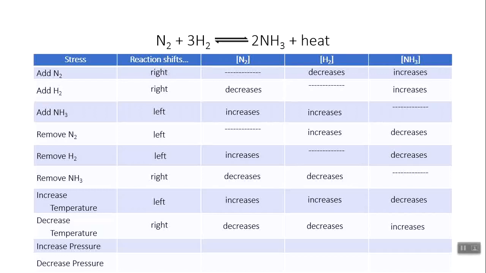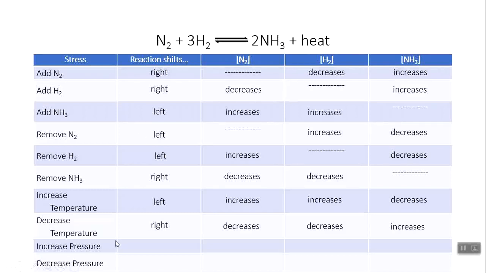So now what about pressure? Remember, what do we have to do with pressure? We have to count up the total number of moles of reactants and the total number of moles of product. So here we have 1 mole plus 3 moles. That's a total of 4 moles of reactant. And on the product side, we have 2 moles of product. Now, even though heat is written here, we don't count that as a mole, right? So we have 2 moles and 4 moles.